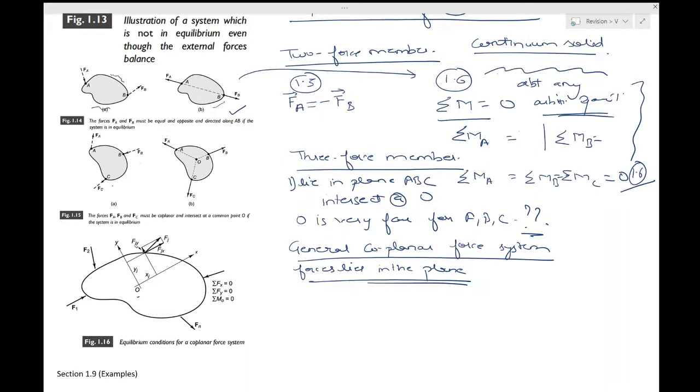So how many conditions are originally there? Can you think of? I mean, in a truly three-dimensional case, how many independent scalar conditions of equilibrium are there?